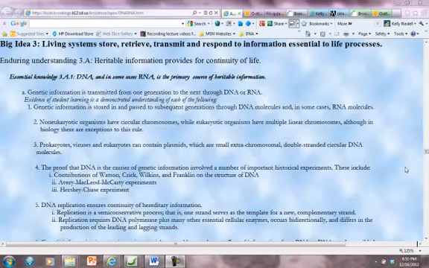This is Mrs. Rydell, and in this short slideshow, we're going to take a look at the history of some experiments that have to do with our figuring out that DNA was our genetic code molecule. If you look under your big ideas, essential knowledge 3A, number 1, it talks about DNA as the primary source of heritable information. And so we want to look at a couple little videos that are going to help us to see how we came up with that idea that DNA is our genetic code molecule.